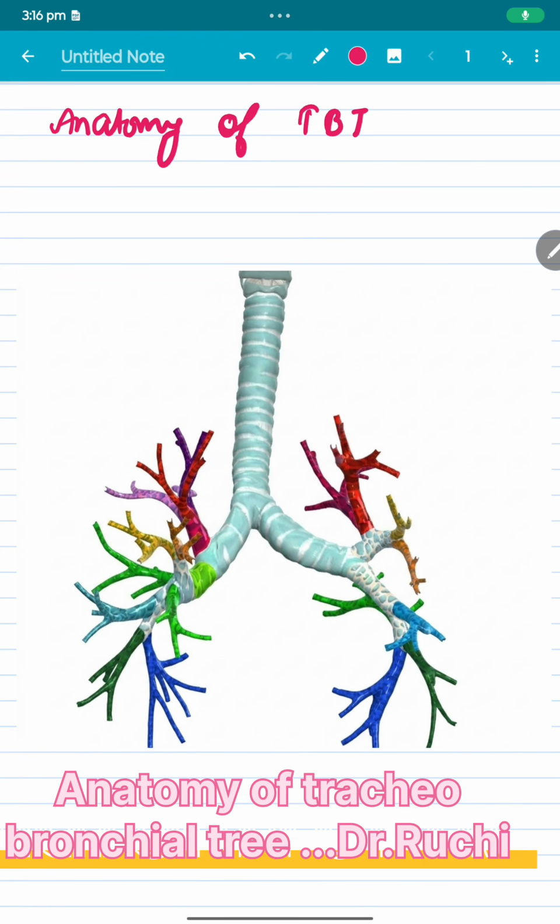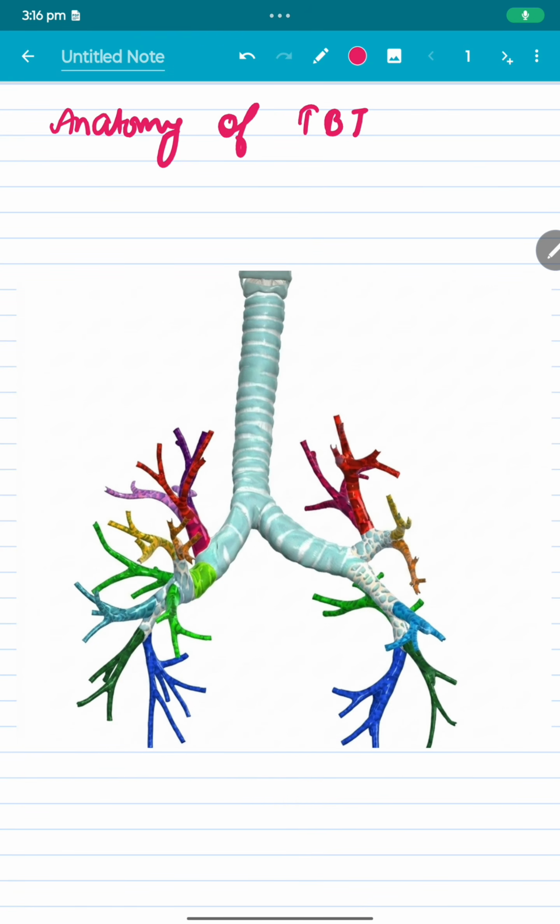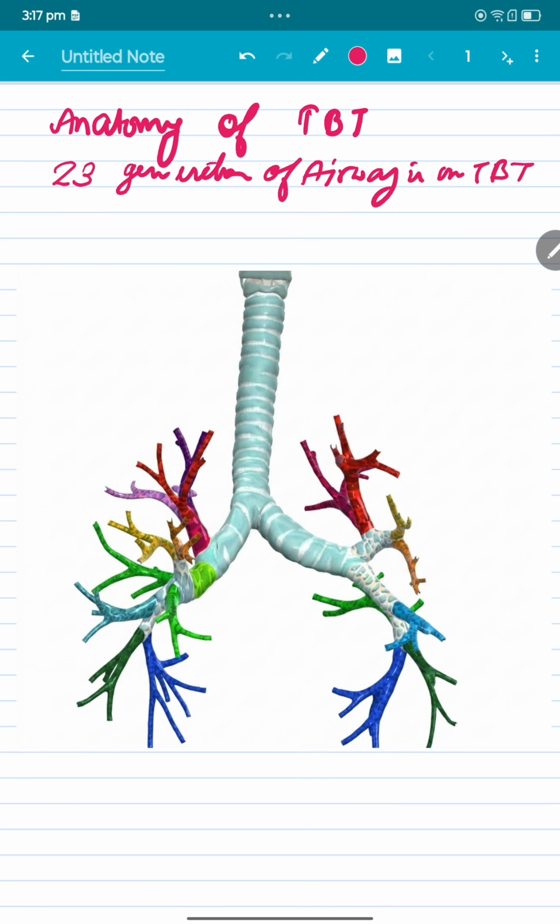Hello everyone. Today's topic is the anatomy of the tracheobronchial tree. We have 23 generations of airway in our tracheobronchial tree. This is the trachea, and this is generation 0. The trachea is generation 0.